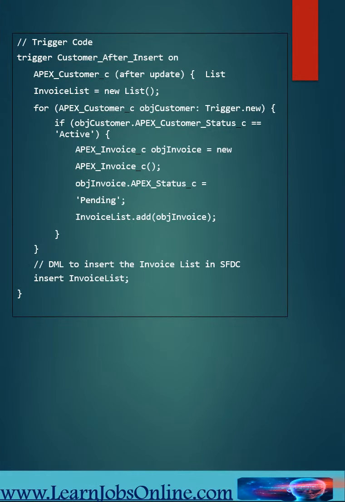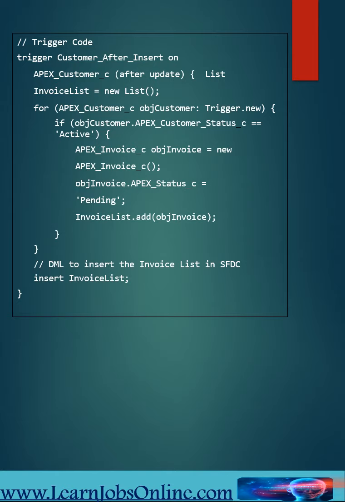So let's take our first example for a trigger. Suppose we received a business requirement that we need to create an invoice record when the customer status field changes to active from inactive. For this, we will create a trigger on Epic's customer object by following these steps.